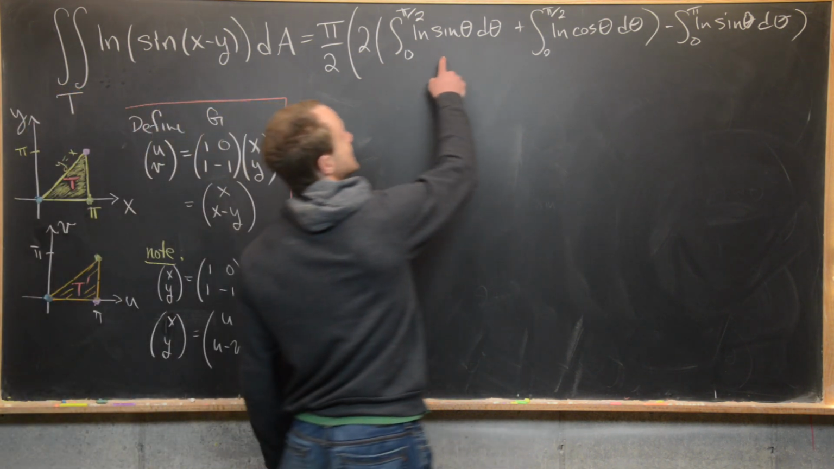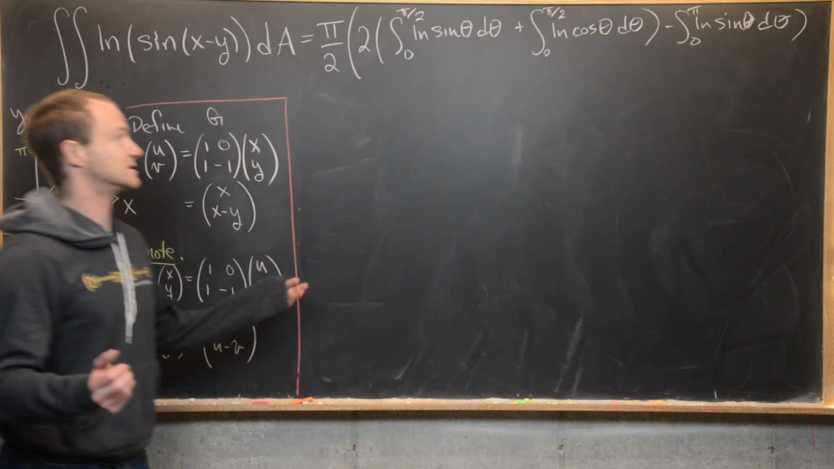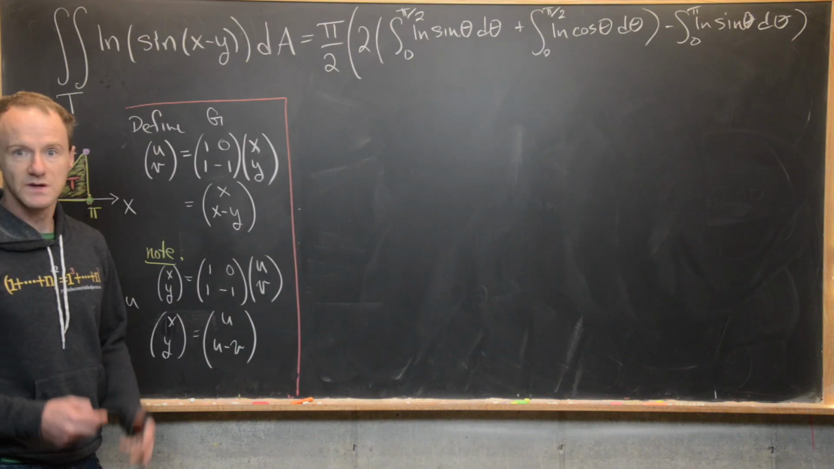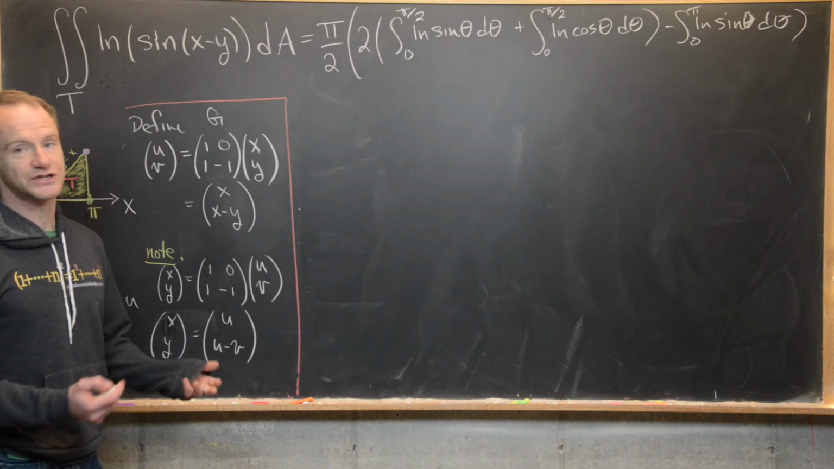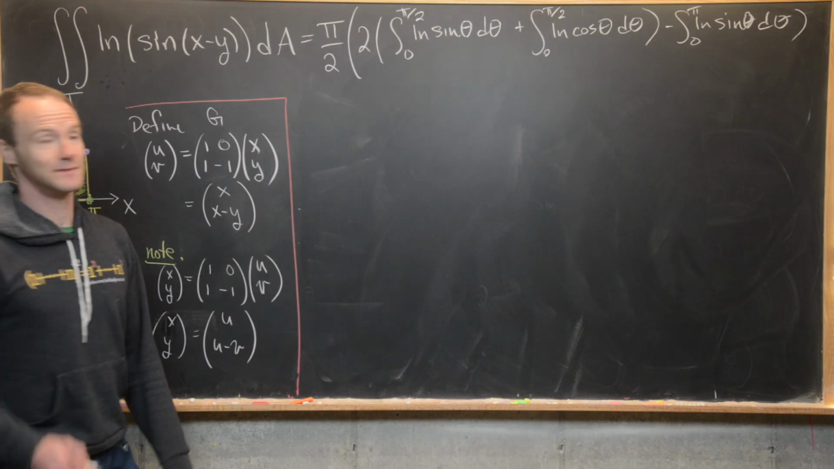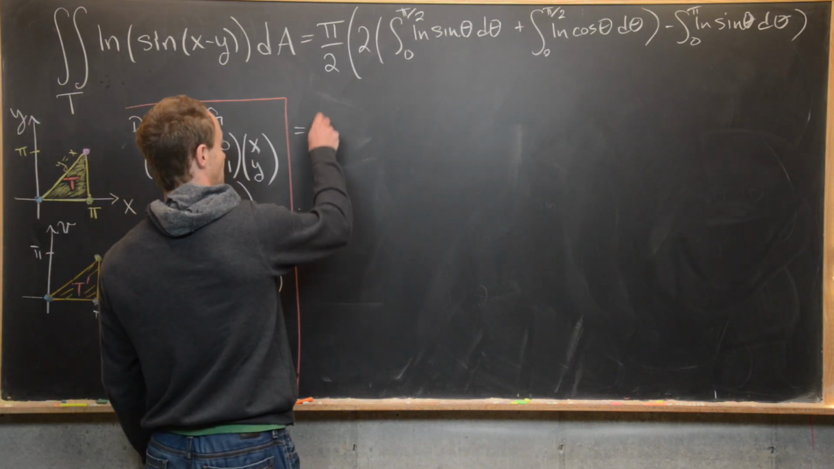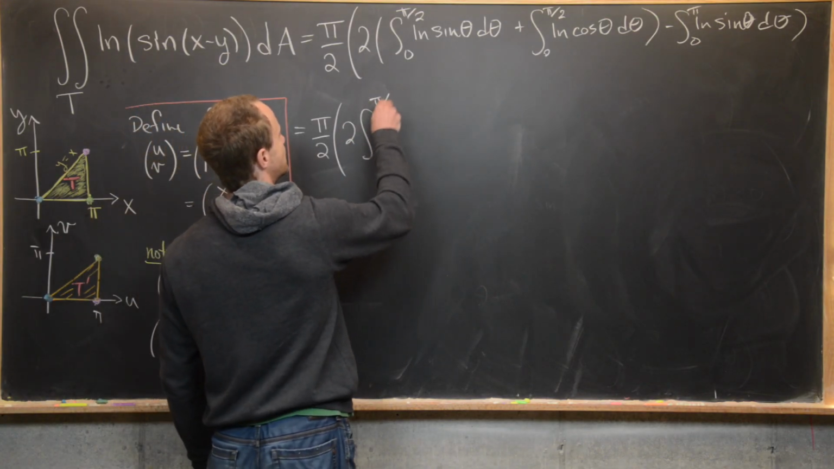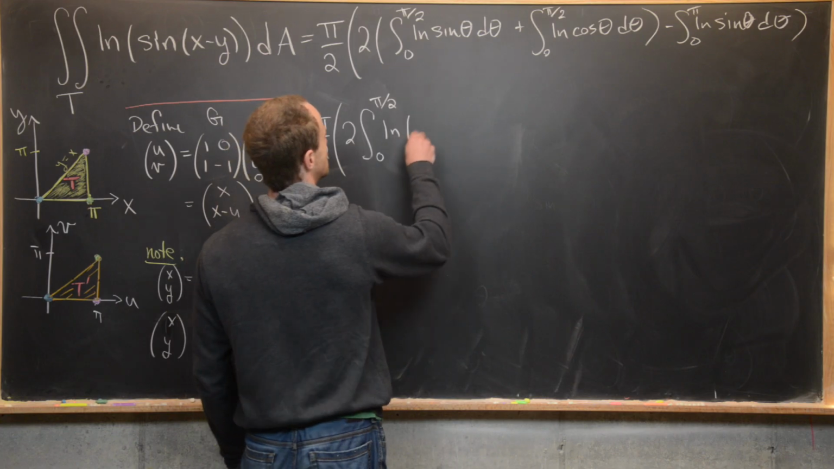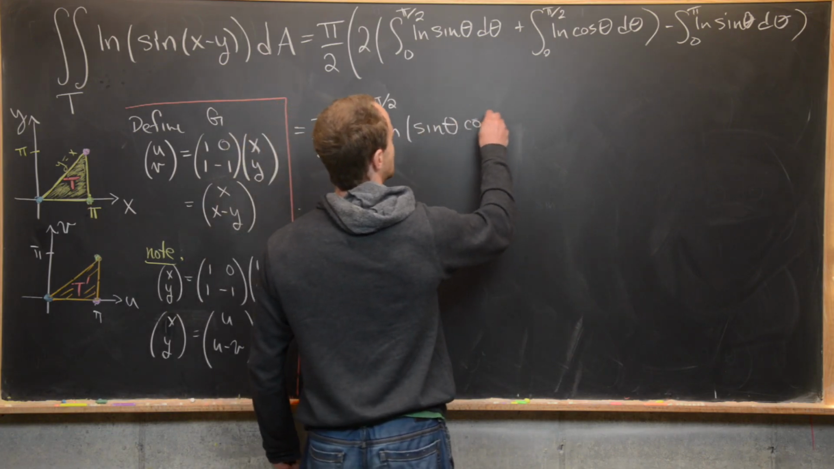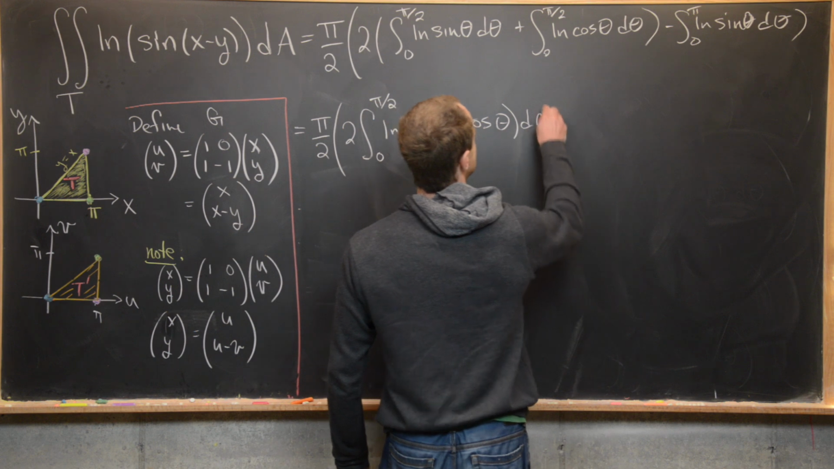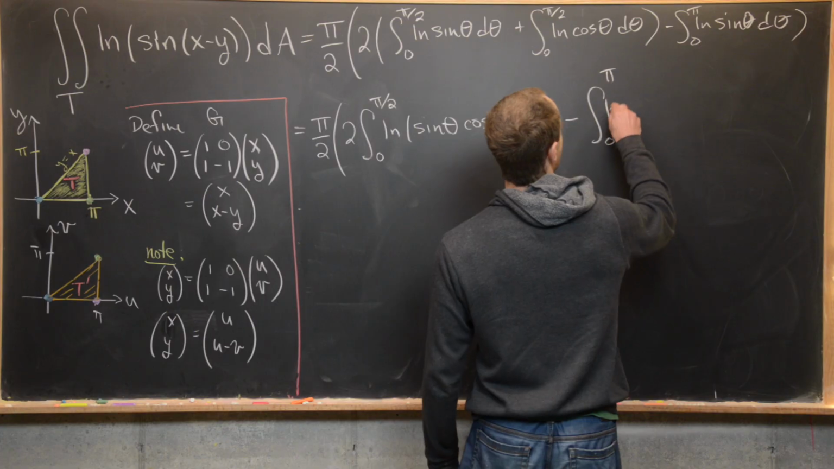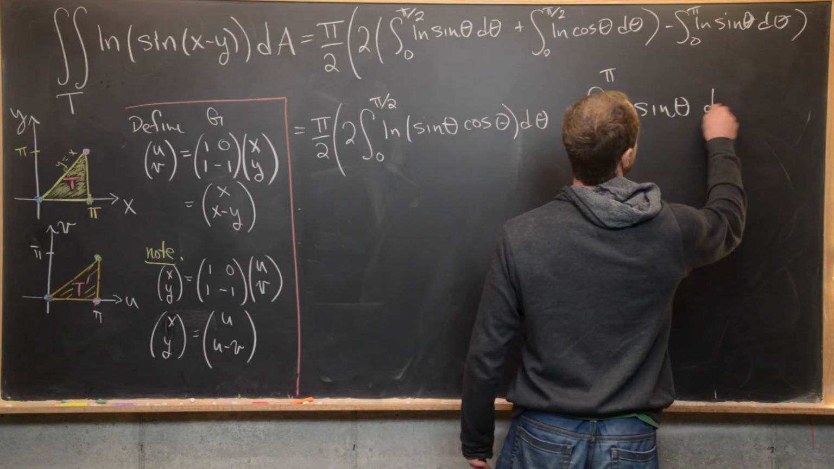Now notice that these integrals are over the same domain, so I can smush them together. I'll have natural log of sine plus natural log of cosine, but I can use a logarithm rule to turn that into natural log of sine times cosine. So we'll have pi over 2, and then 2 times the integral from 0 to pi over 2 of the natural log of sine of theta times cosine of theta d theta, and then minus the integral from 0 to pi of natural log of sine of theta d theta.